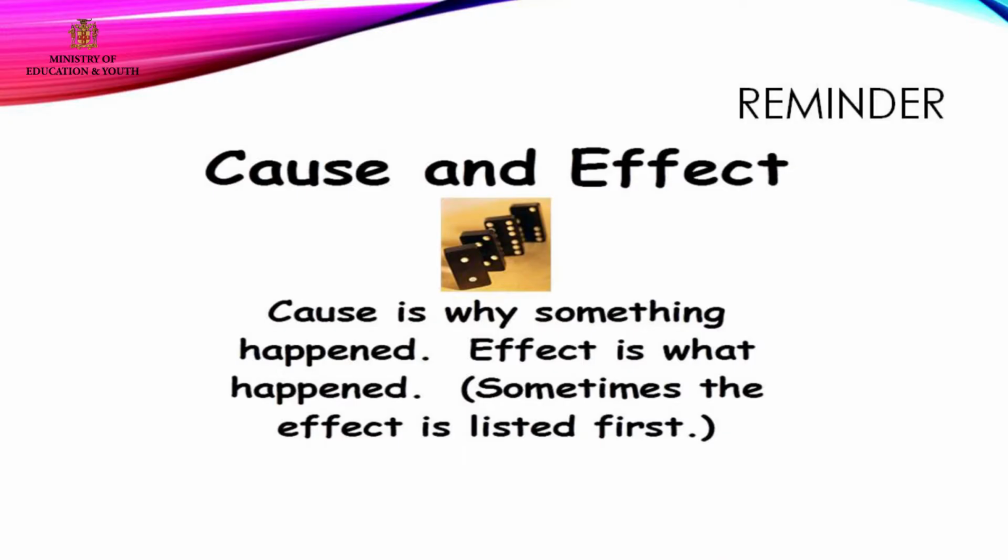Now, before we can continue, we probably need to find out what is a cause and what is an effect. Let's see. A cause is why something happened, and an effect is what happened. Sometimes the effect is listed first. So in other words, the effect is the result of what happened. In our paragraph, we saw that the Jamaicans were eating fast foods more than ever, and as a result, they were overweight. So the cause here is Jamaicans are eating fast food more than ever, and the effect is that a third of Jamaicans are overweight.